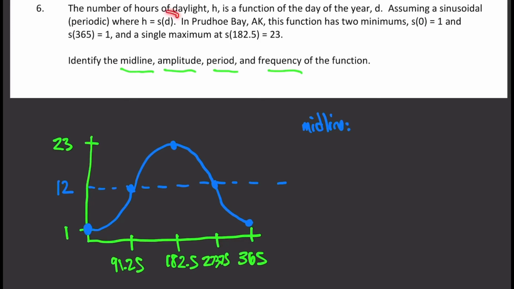College is a little bit picky. They're using function notation, so I'm not going to say y equals. You could say h equals. You could say s of d equals, but remember, it's going to be an equation.